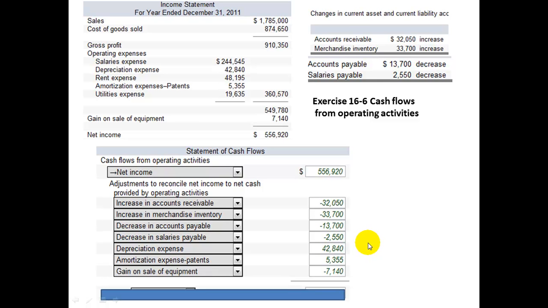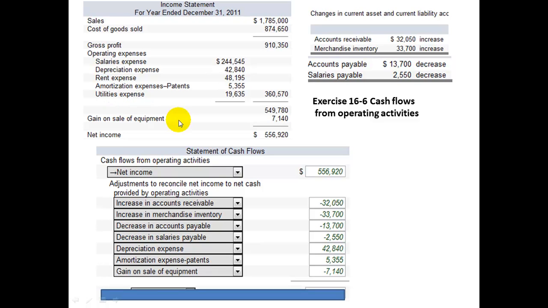And we have a gain on the sale of equipment. Equipment, when you buy it or when you sell it, that would be an investing activity. When you buy equipment, that's using cash to make investing activities, and when you sell equipment, that is cash being provided from investing activities.